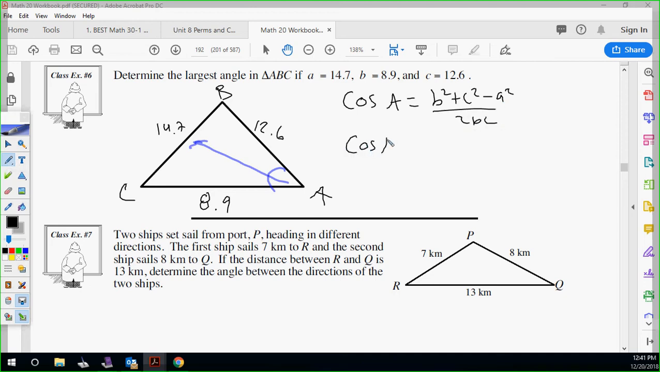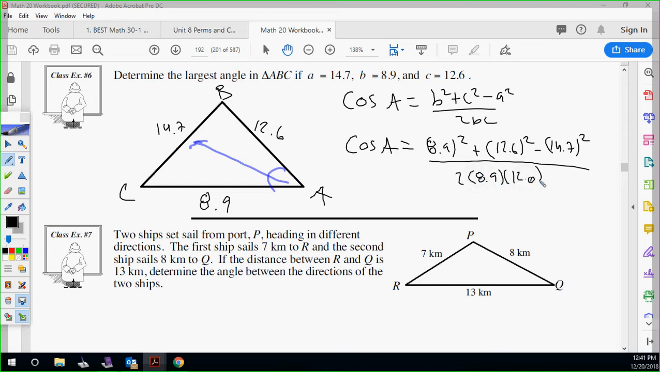So cos A, so B squared, that's going to be 8.9, plus 12.6, minus 14.7, all over 2 times 8.9 times 12.6. Okay, so that's what you plug in.